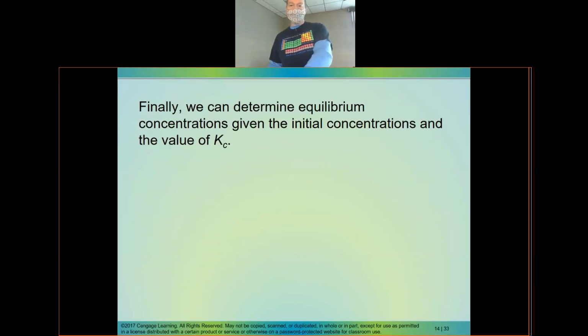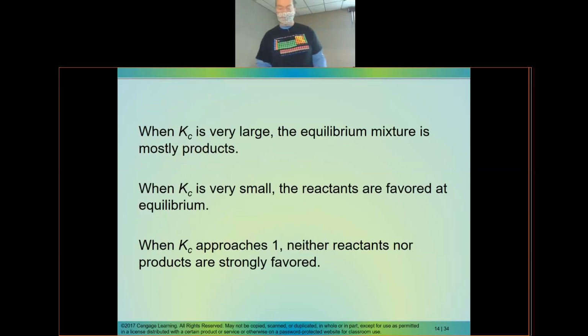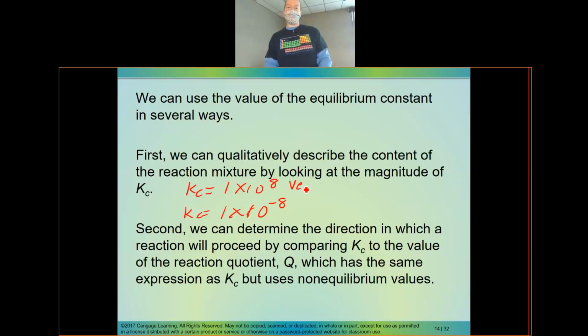All right, so now we're going to actually look at the number of Kc and see what that would mean. I'm going to give you two values for Kc. Kc is equal to 1 times 10 to the 8th. And then Kc is equal to 1 times 10 to the minus 8. So this is a very large number. This is a very small number. So we're going to have K values that are very large and K values that are very small. It doesn't matter if it's a Kc or a Kp.